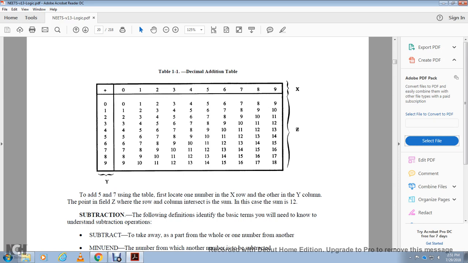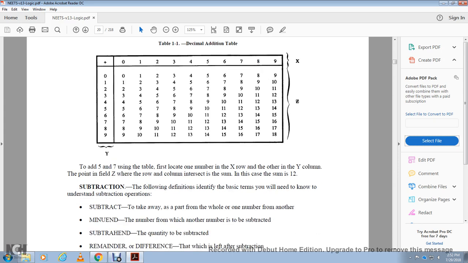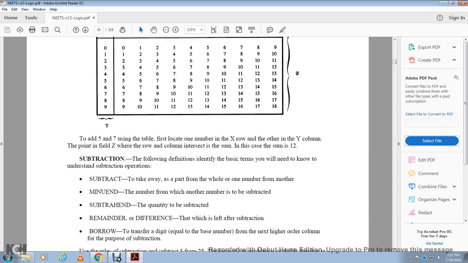Subtraction. The following definitions identify the basic terms you will need to understand the subtraction operation. Subtract means to take away one number from another. The minuend is the number from which the other number is to be subtracted. Subtrahend is the quantity to be subtracted. Remainder, or difference, is what is left after the subtraction. Borrow is to transfer a digit equal to the base number from the next higher-order column for the purpose of subtraction.